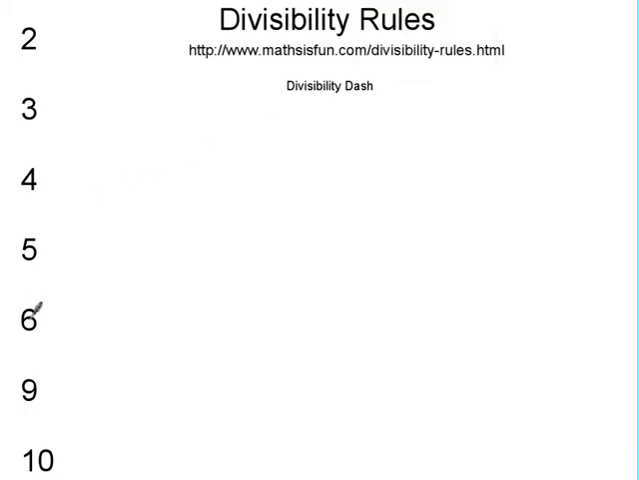6. 6 requires 2 different things. In order for a number to be divisible by 6, it has to be divisible by 2 and 3. 2 and 3. So if we look at the number 24. Well, it ends with a 4, so that means it's divisible by 2. 2 plus 4 equals 6. 6 is divisible by 3. So 24 is divisible by both 2 and 3, so it's divisible by 6.